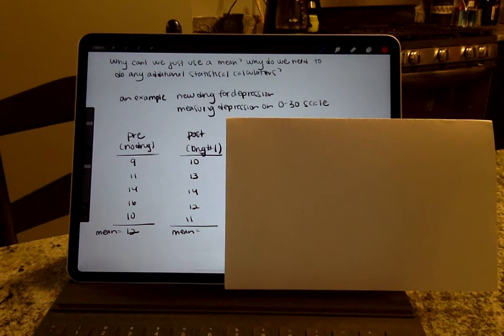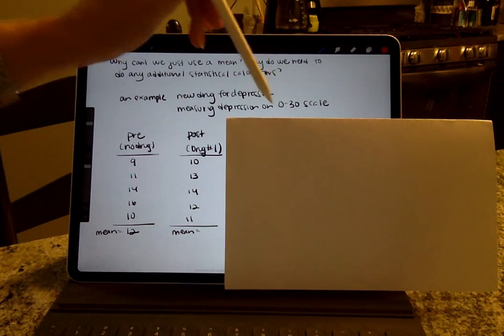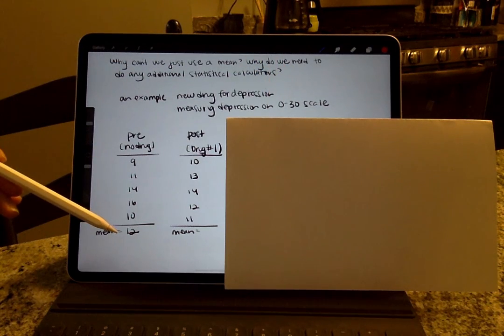All right, so let's assume we've got 5 people who are in this study, and before they take any drug, these are their depression scores. The first person has a 9, the next one has an 11, 14, 16, and 10. So the mean depression is 12. And if you think about the scale of 0 to 30, I would consider that mild depression.